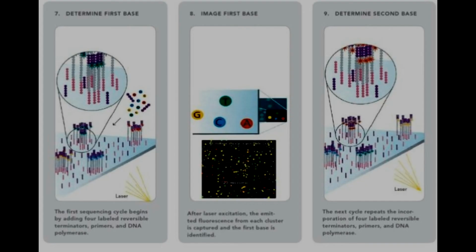So this is going to happen with the laser excitation. The first sequencing cycle begins by adding 4 labeled reversible terminators, primers, and DNA polymerase. Then we image the first base. So after the laser has excited, the emitted fluorescence from each cluster is captured and the first base is identified. Now, once this has been done, we can determine the second base, and the next cycle repeats the incorporation of 4 labeled reversible terminators, primers, and DNA polymerase.